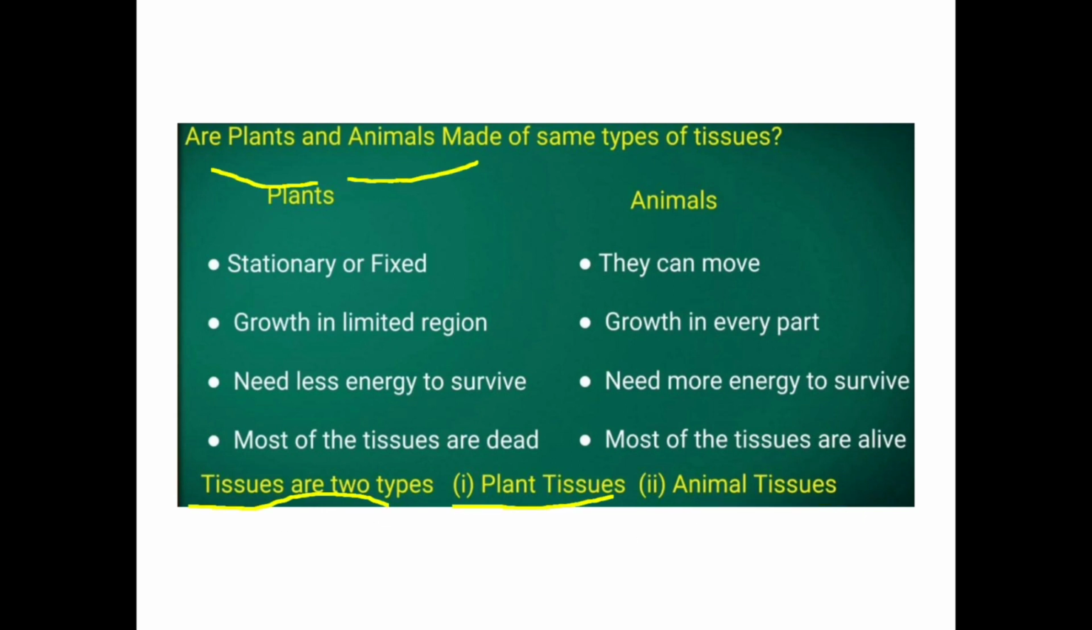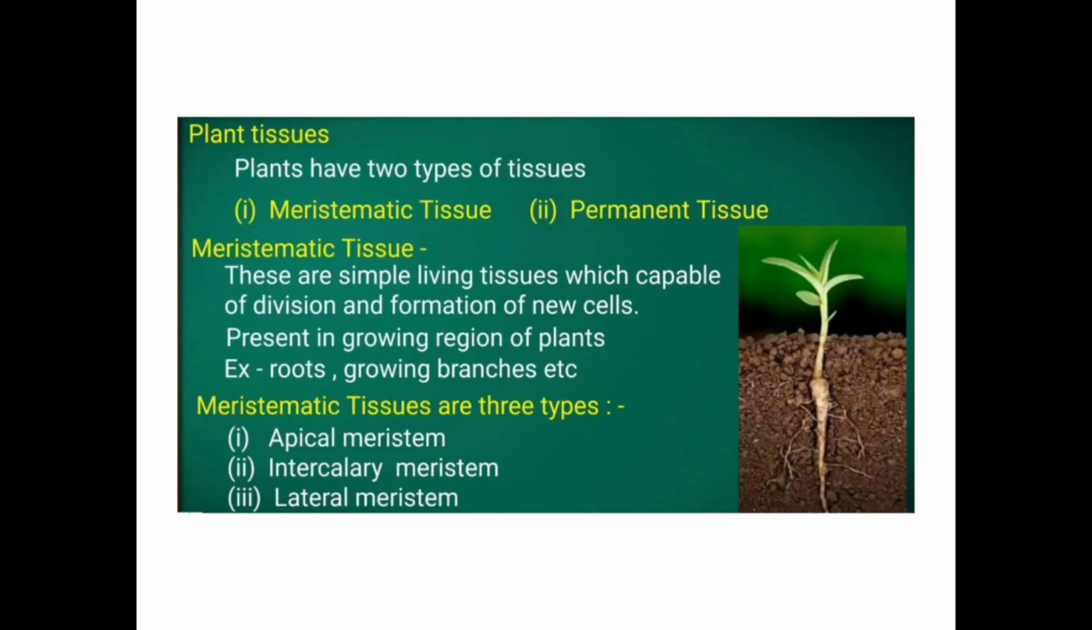Now we are going to study plant tissue. Plant tissue is again subdivided into two: meristematic tissue and permanent tissue. So what is meristematic tissue? Meristematic tissues are simple living tissues which are capable of division. They are dividing; meristematic tissue means they used to divide.